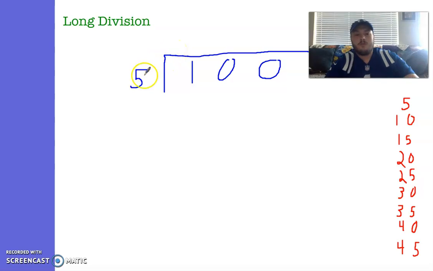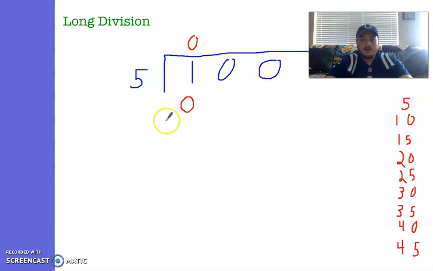Now, I'm going to ask myself, how many times can 5 go into 1? Well, I know if I have 1, I cannot make a group of 5. So I'm going to put a 0 on top. After I put this number on top, I multiply it by what I'm dividing by. So 0 times 5. Whenever I do that, I get 0. As soon as I put a number down here, I'm going to subtract. So 1 minus 0 gives me 1.